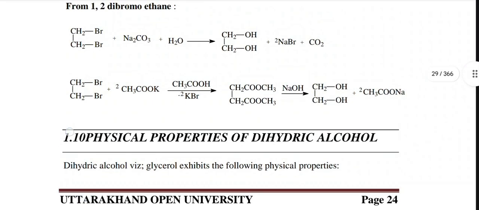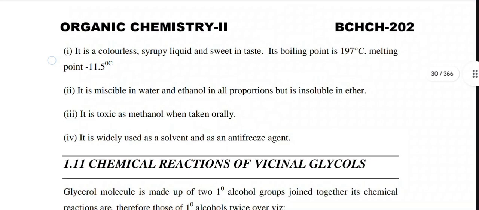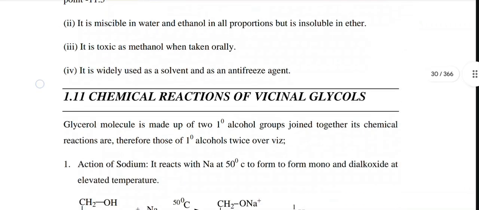Physical properties of dihydric alcohols, for example glycol, exhibit the following physical properties. It is a colorless, slippery liquid and sweet in taste. Its boiling point is 197 degrees Celsius. Melting point is 11.5 degrees Celsius. It is miscible in water and ethanol in all proportions but is insoluble in ether. It is as toxic as methanol when taken orally. It is widely used as a solvent and as an antifreeze agent.